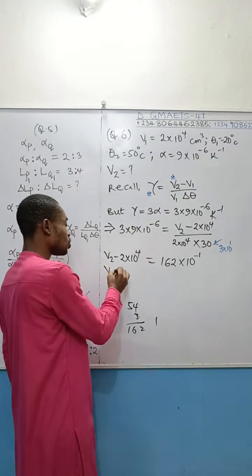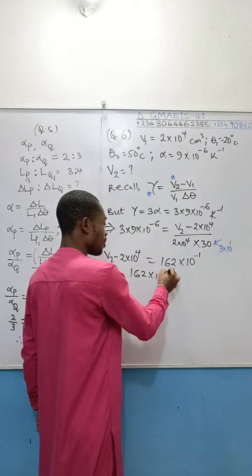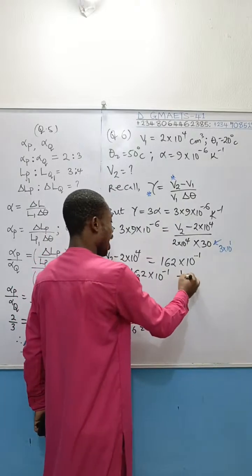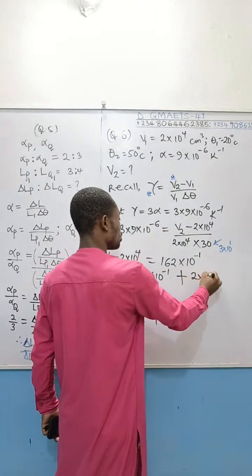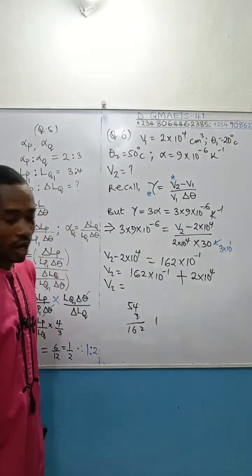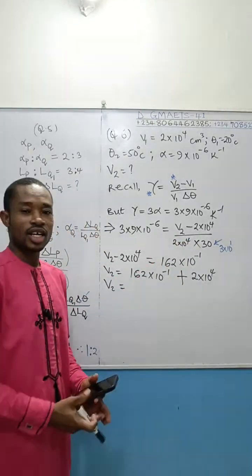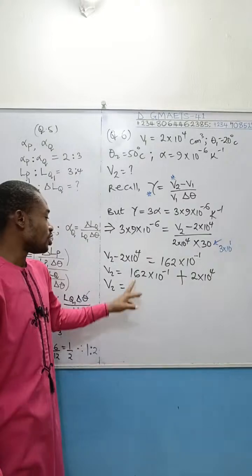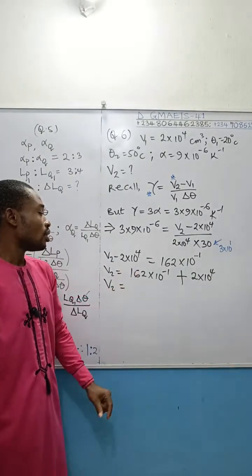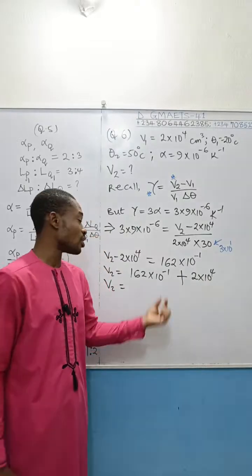Collecting like terms, V2 is equal to 162 times 10 to the power of minus 1, plus 2 times 10 to the power of 4. Then simplify. We have gotten to another point where you are adding numbers in standard form. When you are adding numbers in standard form, before you can add this and this, their powers of 10 must be the same.